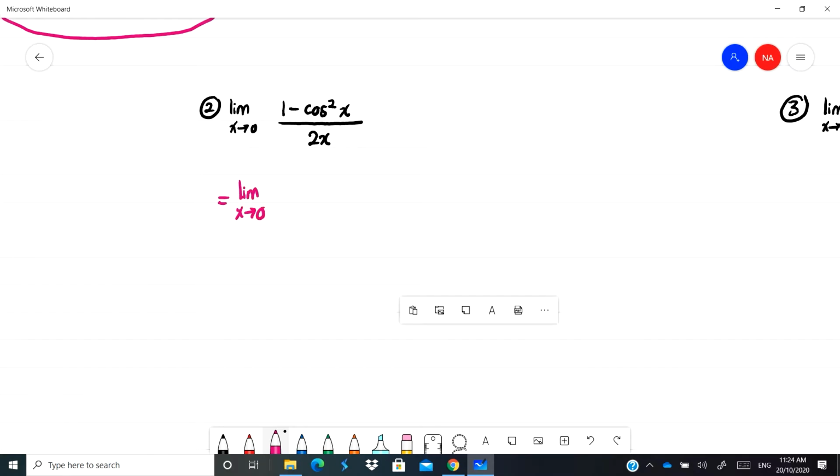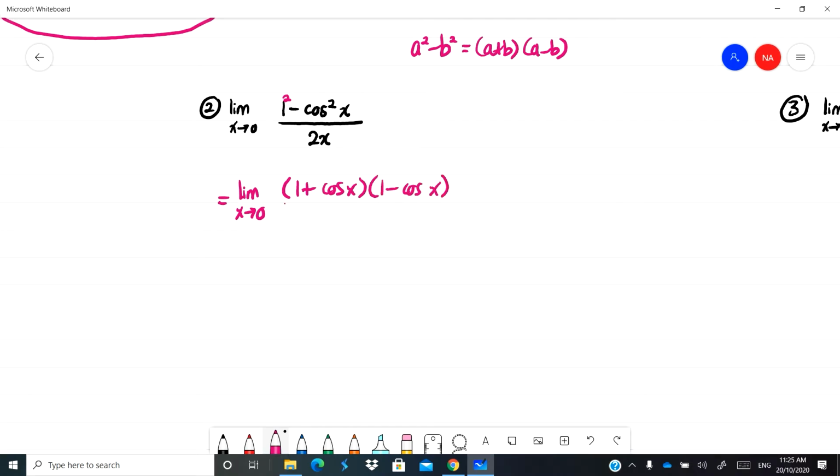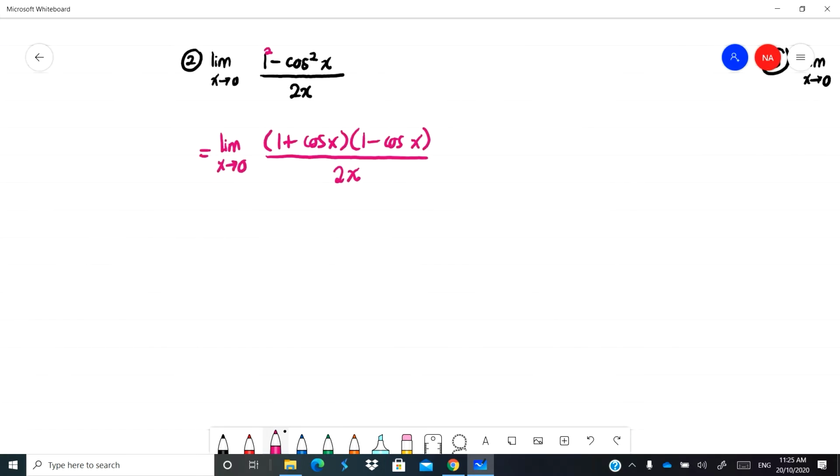So this is actually 1 squared. Using the properties of factorization, if we have a squared minus b squared, this can be factorized as (a plus b)(a minus b). So we can rewrite 1 squared minus cos squared of x as (1 plus cos x)(1 minus cos x), the whole thing over 2x. We try to take the 2 out of this limit, so we'll have 1 over 2, not 2. Be careful.